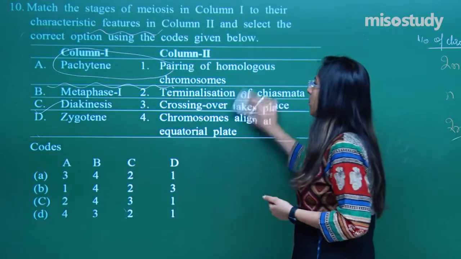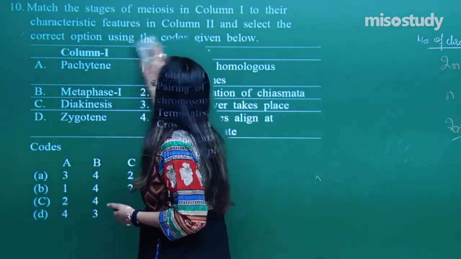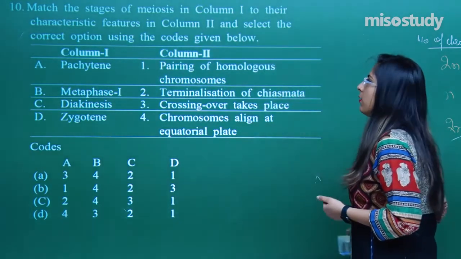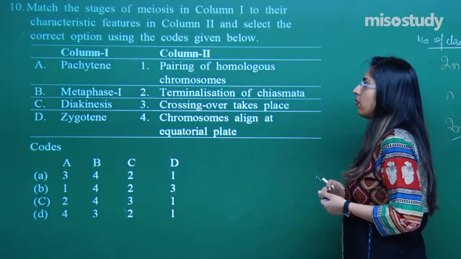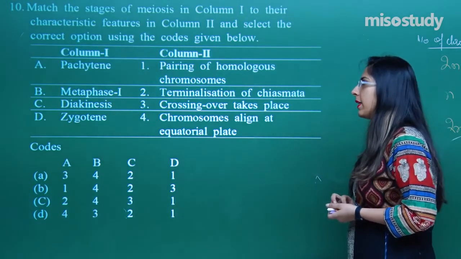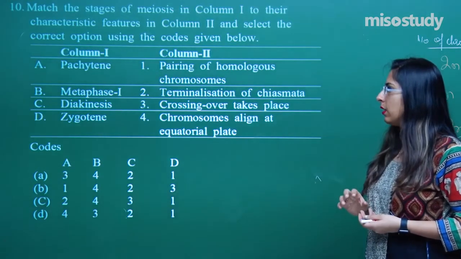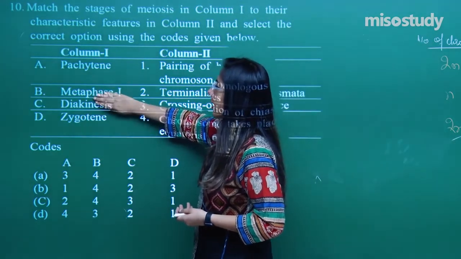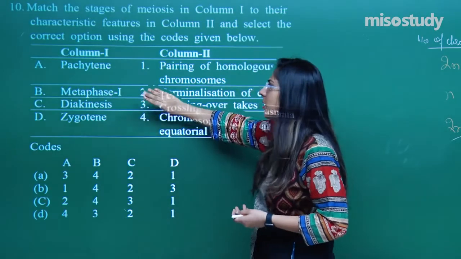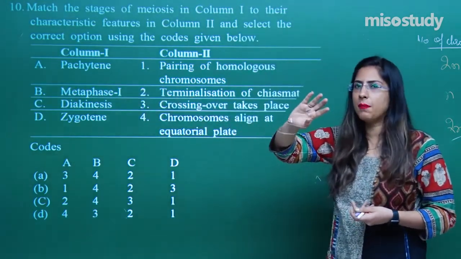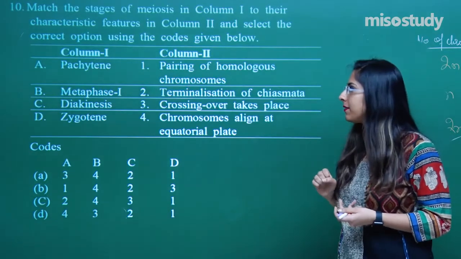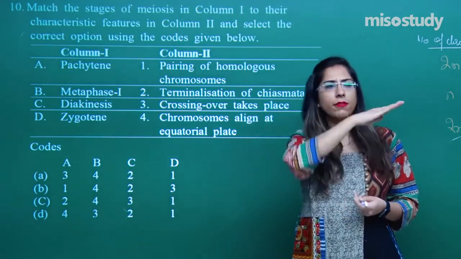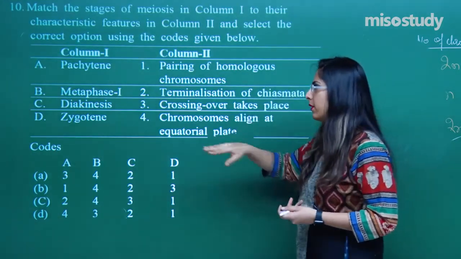Let's look at question number 10. Now let's discuss meiosis. We have to match the stages of meiosis given over there regarding pachytene, metaphase, diakinesis and zygotene. These are the different stages, and we have studied some of these stages in mitosis also. Now how can you remember these things? First, we know that in the metaphase there is orientation of the chromosomes at the metaphase plate.